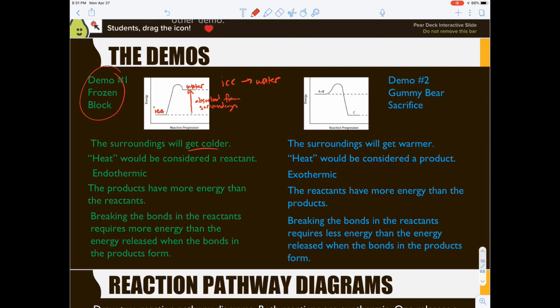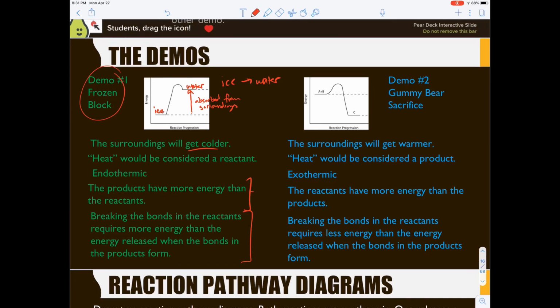So we would say the products have more energy than the reactants, which is why in order to make them, it needed to absorb energy. You could also say, remember that breaking bonds requires energy. So if this was a reaction, I guess we're breaking bonds in ice, breaking intermolecular forces. Breaking the bonds in the reactants requires more energy than the energy released when the bonds in the products form.